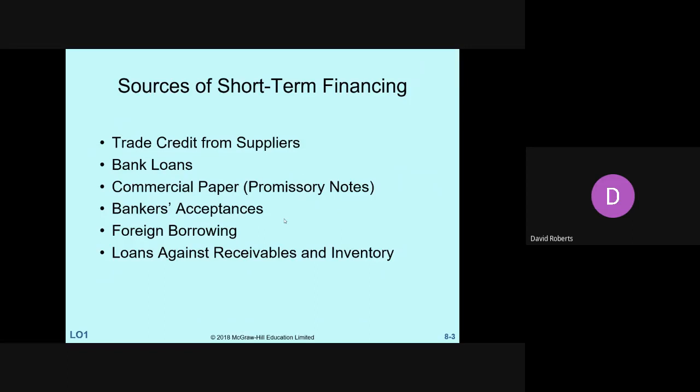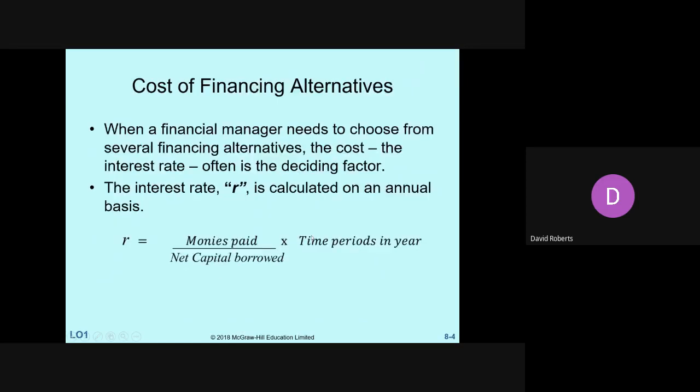Bank loans, promissory notes, or commercial paper, which depends on the size of the company. Small businesses don't have commercial paper. Commercial paper is only for large, well-established companies with strong credit. Bankers' acceptances, which are fairly rare. It's just a letter from the bank guaranteeing the loan or that the funds are available. Again, borrowing on a foreign basis, which has become more common with international markets, and then factoring accounts receivable and inventory, so you get a loan against or a line of credit against your AR and your inventory.